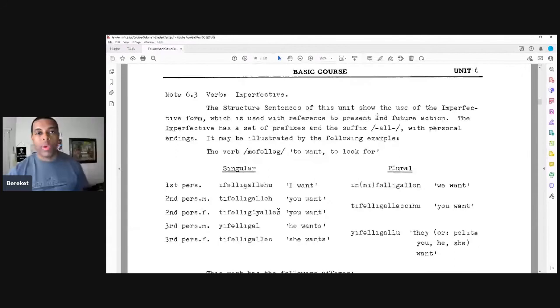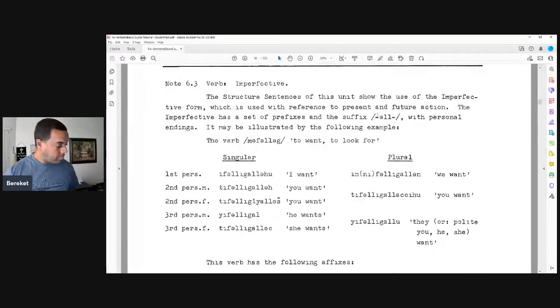Now let's look at 6.3. This is another verb form. It's called the imperfective. It refers to the present and the future, although in my experience, it seems most Amharic speakers think of it as primarily future, but secondarily present. So it can mean an ongoing action in the present, but for the most part, usually people first think of an ongoing action in the future, something that you're going to do.